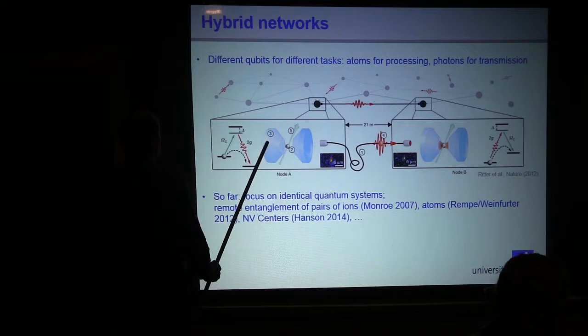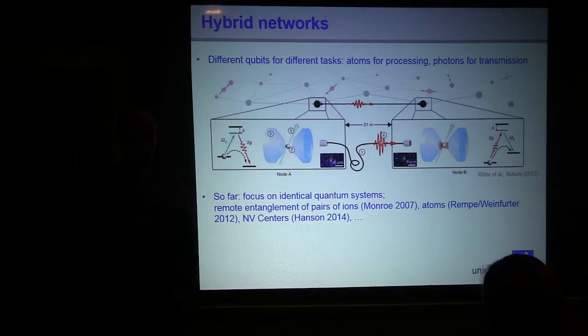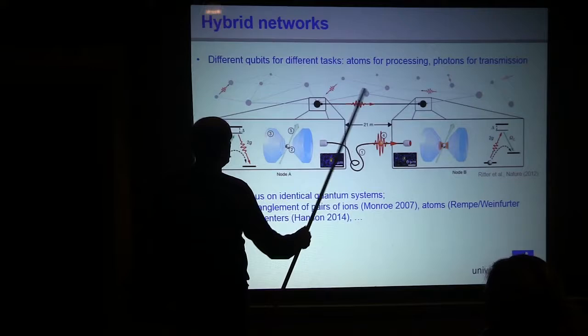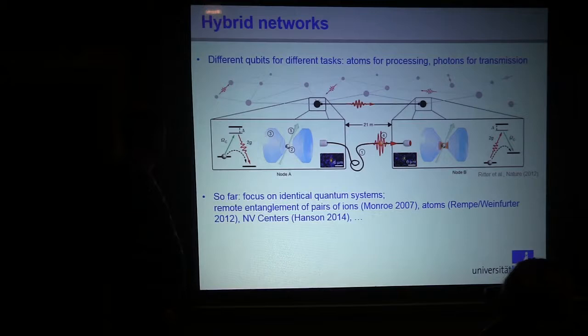This is depicted up there, what their vision is for these experiments, of larger networks where individual quantum systems can communicate with each other, and one can study how entanglement can be spread out and distributed in such networks, for example. There have been some experiments previously and at the same time.